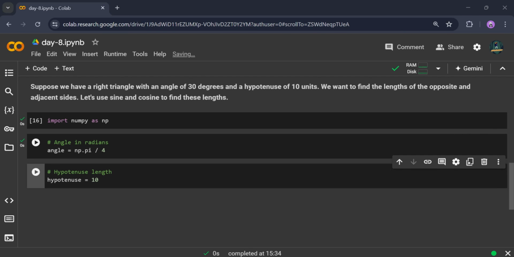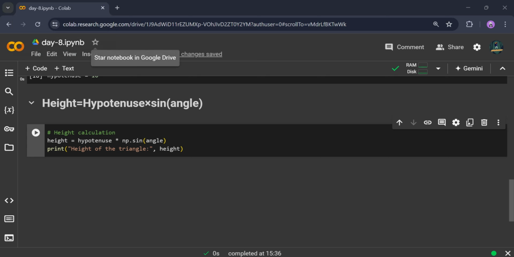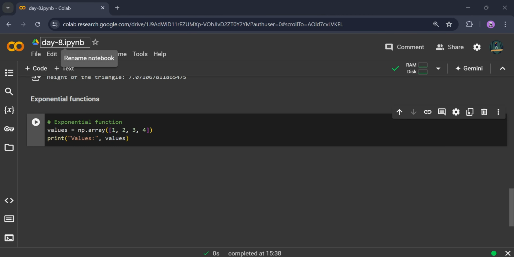Next, we need to define the length of the hypotenuse, which is 10 units. hypotenuse = 10. We can find the height, the side opposite the angle, using the sine function. The formula is height equals hypotenuse multiplied by the sine of the angle. Let's calculate this. And here np.sin of angle calculates the sine of the angle, and we multiply it by the hypotenuse to get the height.